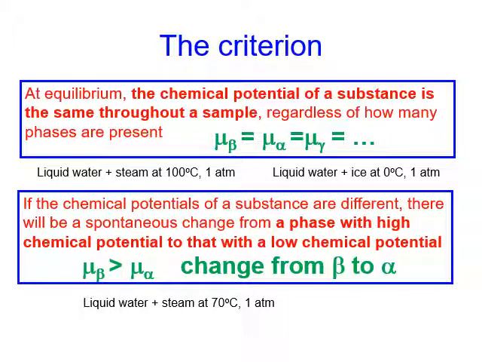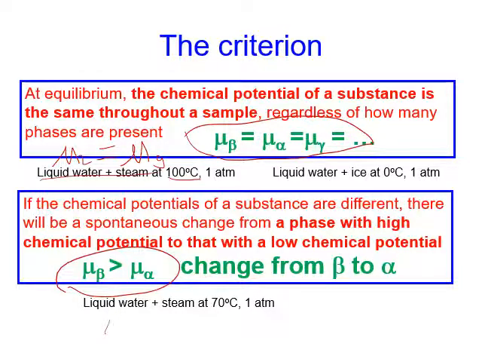By applying the second law to the phase transition, we established the criterion for the phase transition, and that is when two phases or more than two phases are in equilibrium, their chemical potentials must be the same. So for example, we know at 100 degrees liquid water and the steam are in equilibrium, and this tells us that the chemical potential of liquid equals the chemical potential of the steam, which is the gas phase, at 100 degrees, 1 atmosphere.